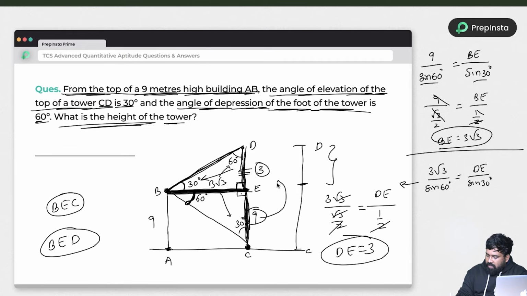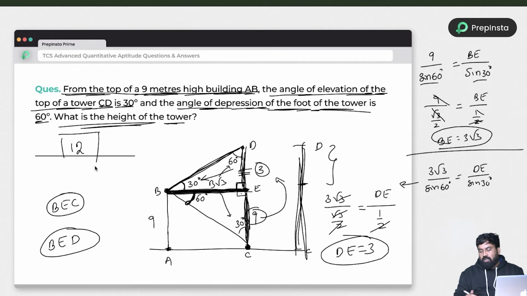So the total answer, the height of the pole or the tower CD, is 9 plus 3, which is 12. You have to write 12 here.